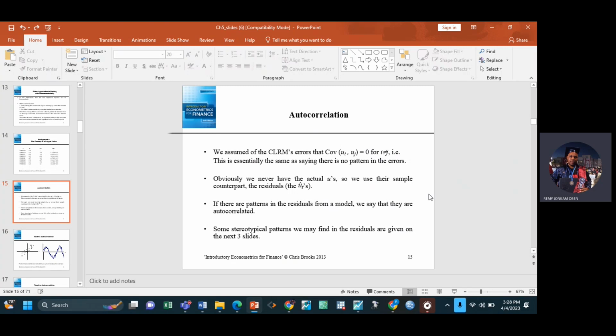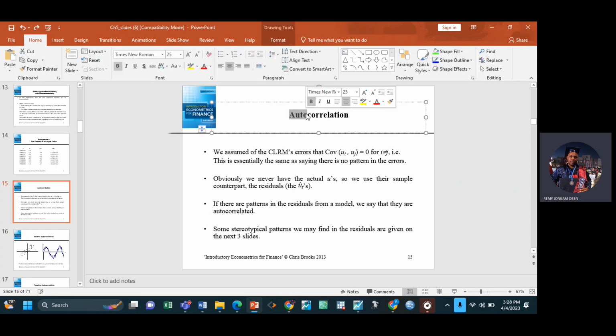Autocorrelation. What's autocorrelation? We talked about heteroscedasticity. What's autocorrelation? The correlation. By the way, guys, you know what correlation is, right? The correlation matrix shows us the linear relationship. So why the word auto? Why did they put the word auto?